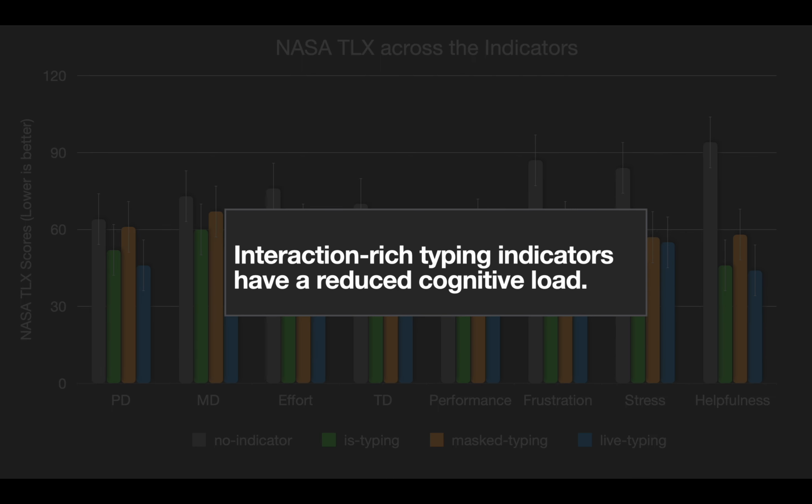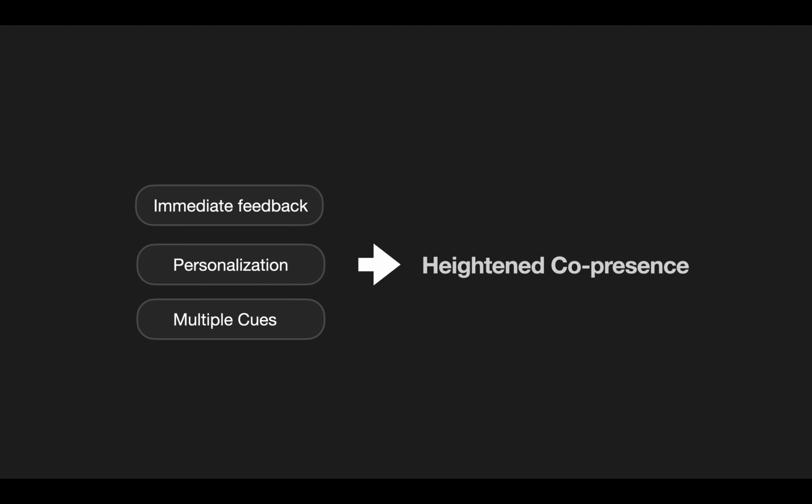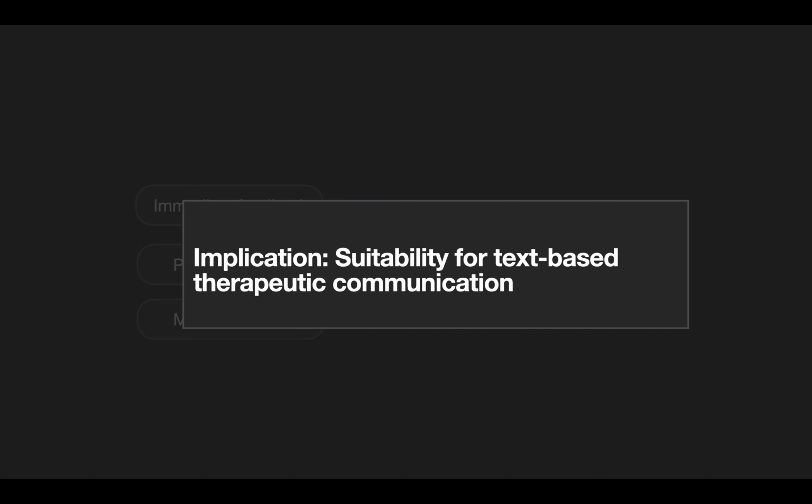First, we found that interaction rich typing indicators have a reduced cognitive load, which implies that messaging might not be as lean as it's reported, and future work needs to revisit media richness theory and its definition of lean media through the lens of interaction rich typing indicators. Through this study, we also found that interaction rich typing indicators validate and encourage active listening, communication, and connection.